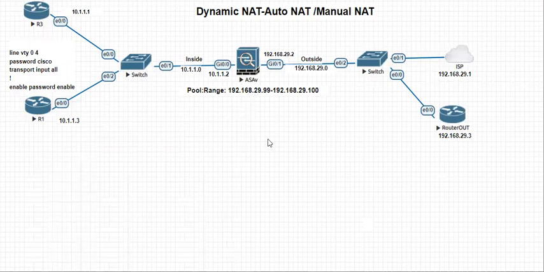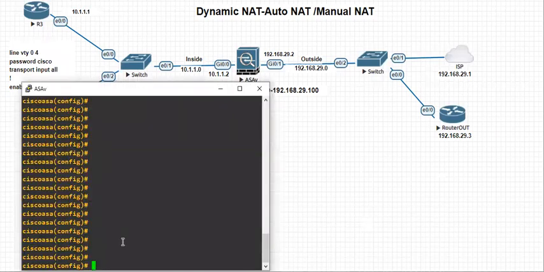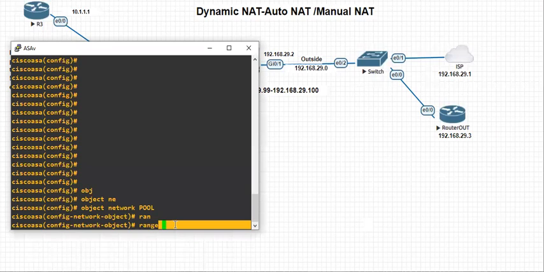Now let's go ahead and create a pool for this range of public IP addresses. So object network pool. And here I've taken range, because we will just specify the range for the pool. So the pool starts from 192.168.29.99 until 192.168.29.100. Okay, so that's the range.